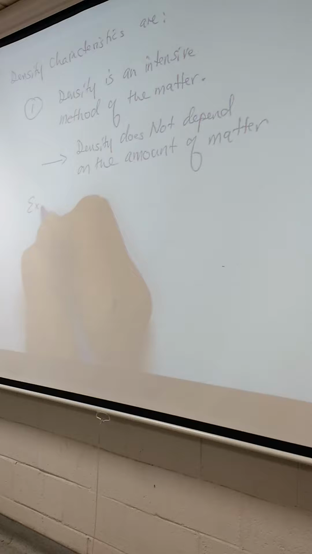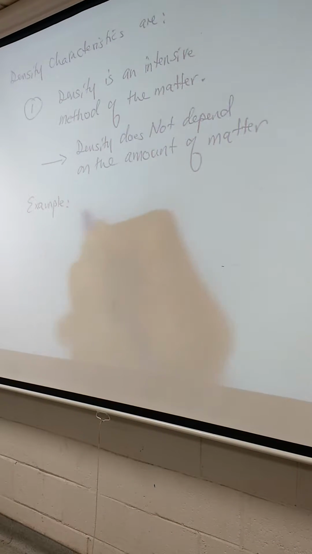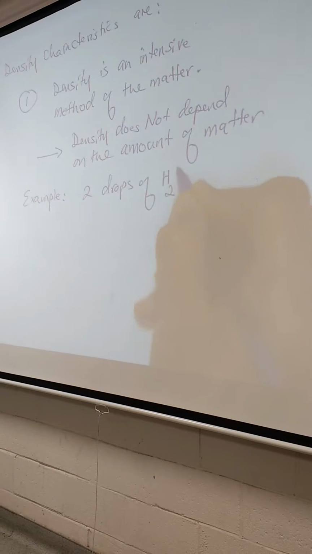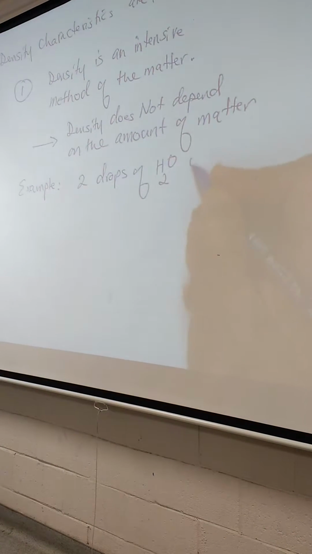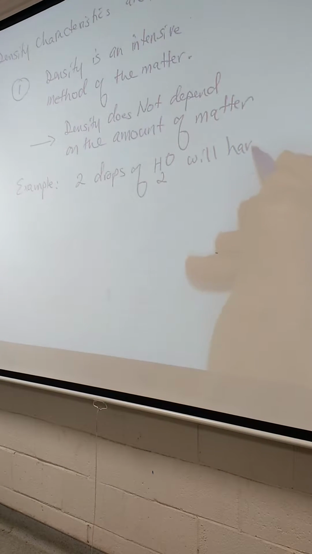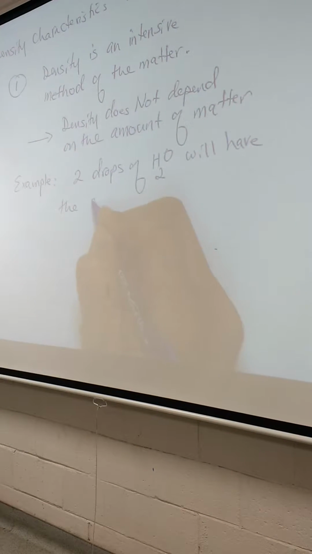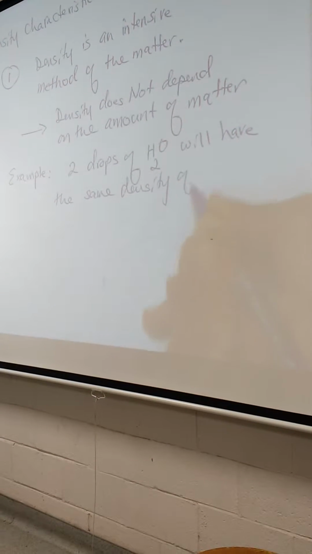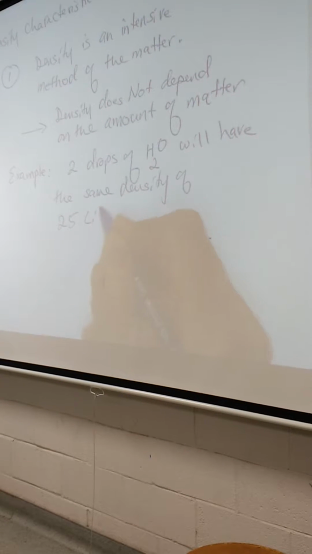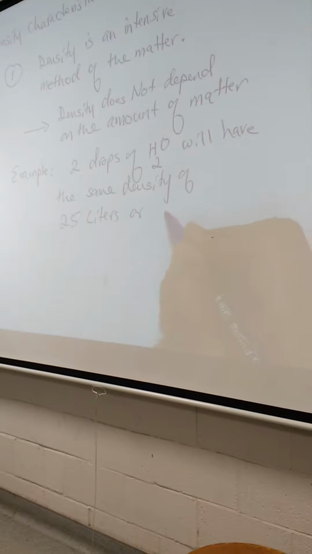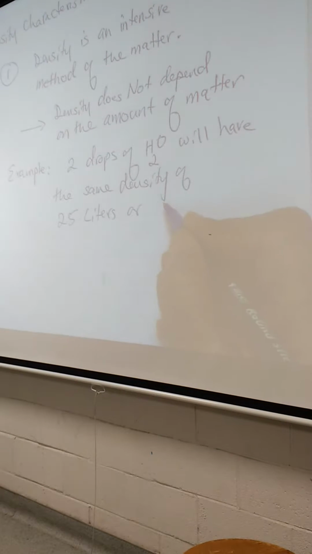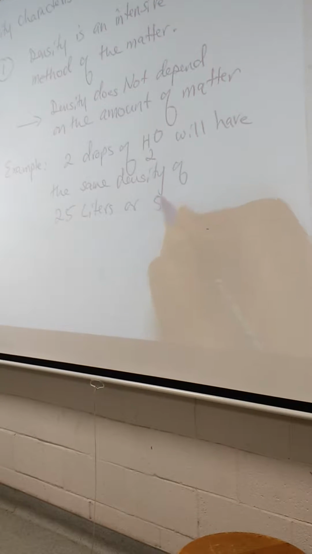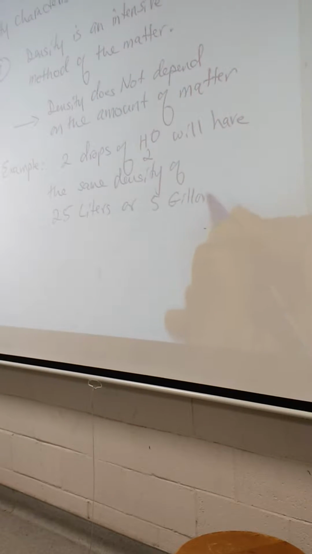An example of this: 2 drops of H2O will have the same density as 25 liters, or say 4 or 5 gallons, correct?